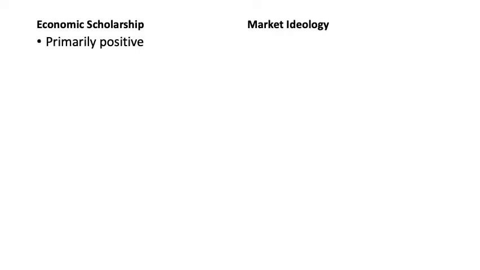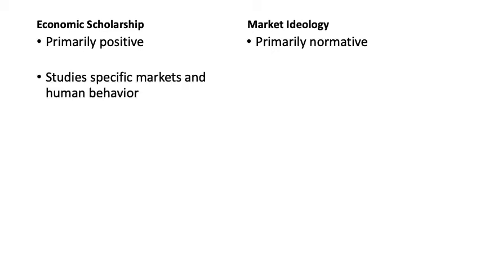So what are some of the differences? The first is that economic scholarship tends to be primarily positive or descriptive, whereas market ideology tends to be primarily normative, or perhaps not primarily normative, but has a very large normative or prescriptive element to it. The second thing is that our study of economics studies specific types of markets and human behavior, whereas market ideology makes claims more about systems and extols the virtues of a system where markets are widespread.